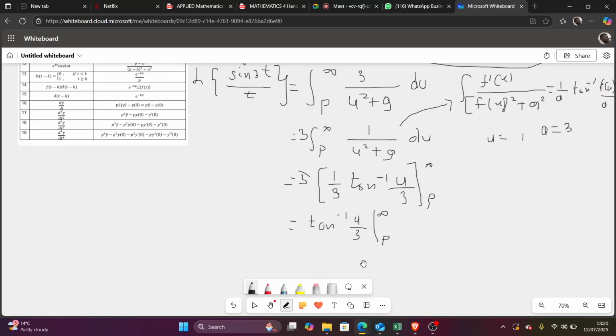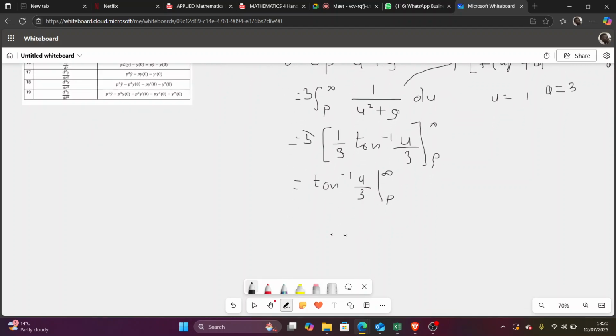So what do we have? Upper limit minus lower limit. What is the upper limit? You substitute where there is u with infinity. So you have tan inverse of infinity over 3, minus tan inverse of p over 3, upper limit minus lower limit.